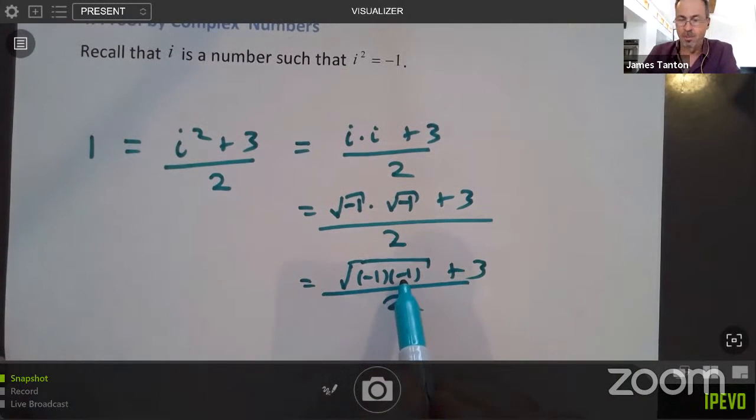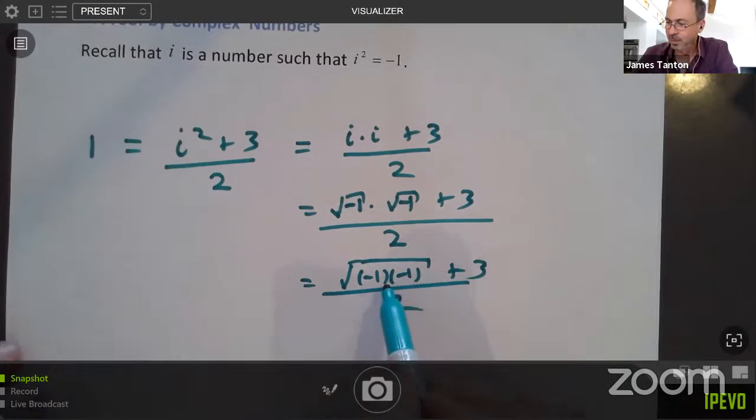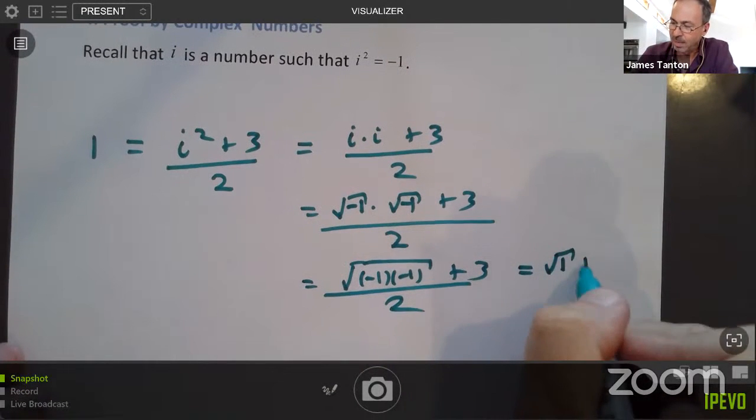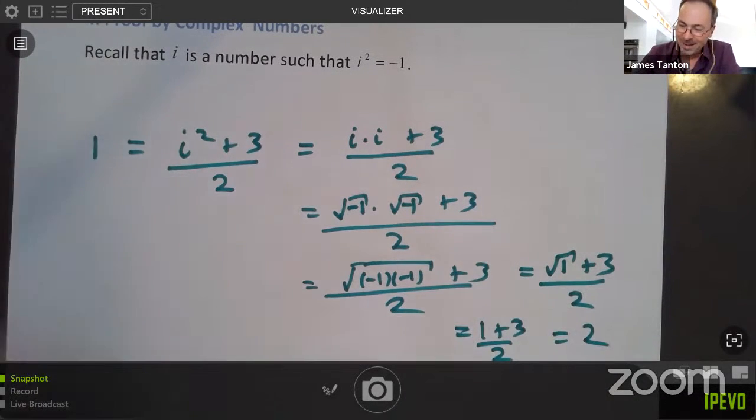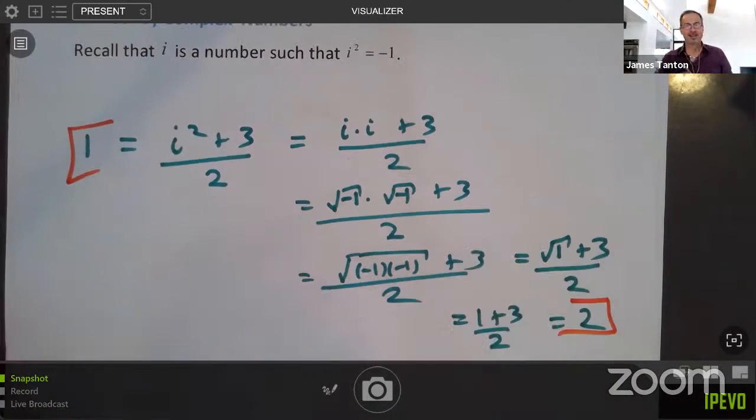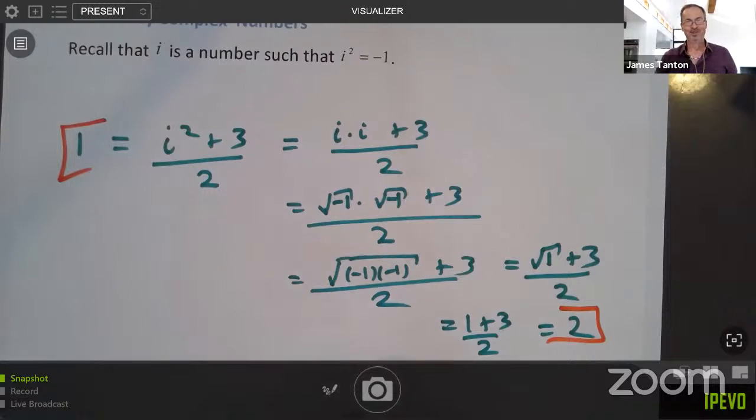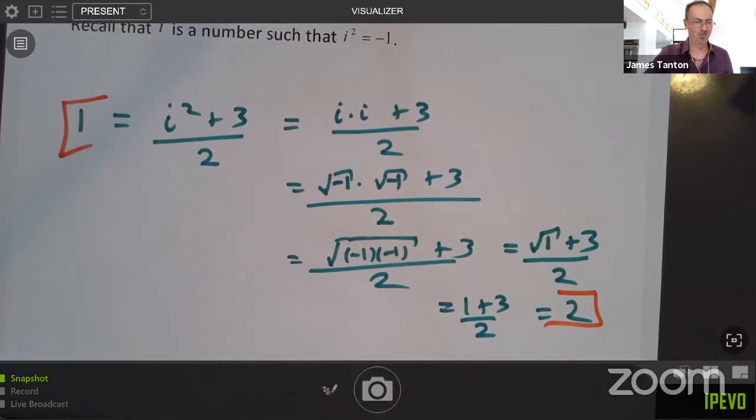-1 times -1. Oh, that's one of those annoying things. It equals +1. So this is actually the square root of 1, plus 3 all over 2. What's the square root of 1? It's 1. So that's 1 plus 3 all over 2. That's 4 over 2. That's 2. 1 equals 2 in one line of math. Whoa! That's a good one. That's got to be true. There it is.